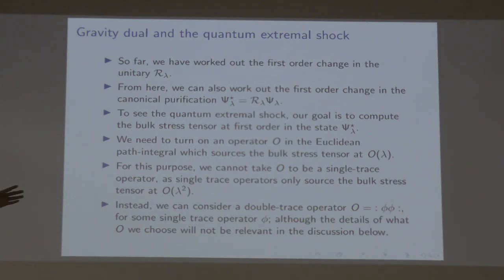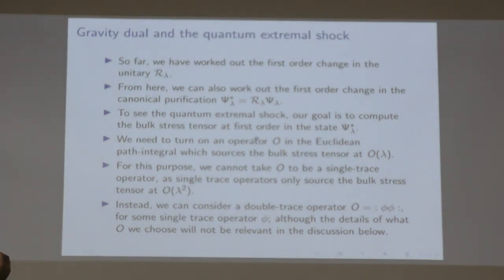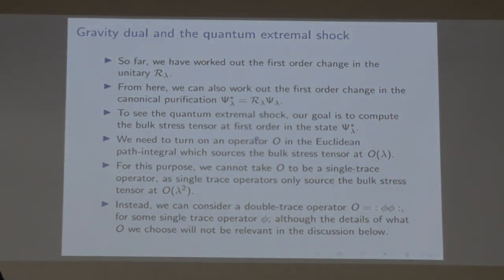Now, to see the quantum extremal shock of Engelhardt and Wolf, you need to compute the bulk stress tensor, right? The stress tensor of the bulk matter fields in the canonically purified state. For this deformation to turn on some bulk stress tensor at order lambda, since we are only working to linear order in perturbation theory, it's no good for us to take this operator O to be single trace. Single trace operators don't turn on a bulk stress tensor at order lambda.